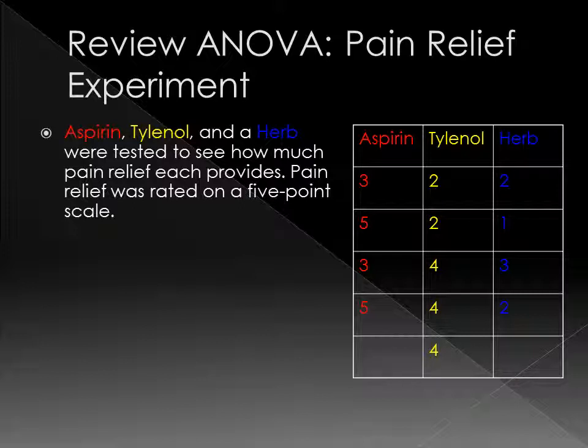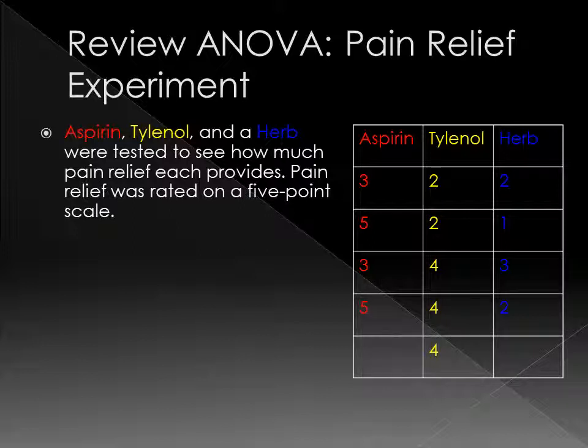Let's review one-way ANOVA. You learned this last semester with Dr. Nolan. So when we have different groups, we want to compare group means. When we have two groups, what statistical test do we use to compare two group means? T-test. When we have more than two groups, we will use ANOVA to compare the mean difference across two or more groups. Here is an example about aspirin, Tylenol, and herb groups.